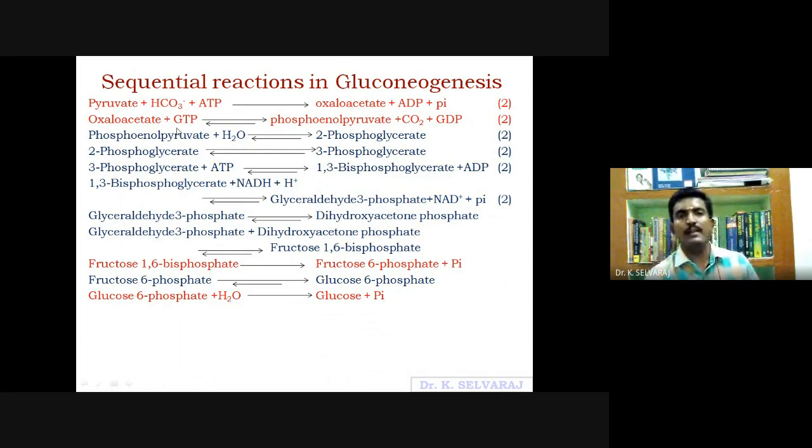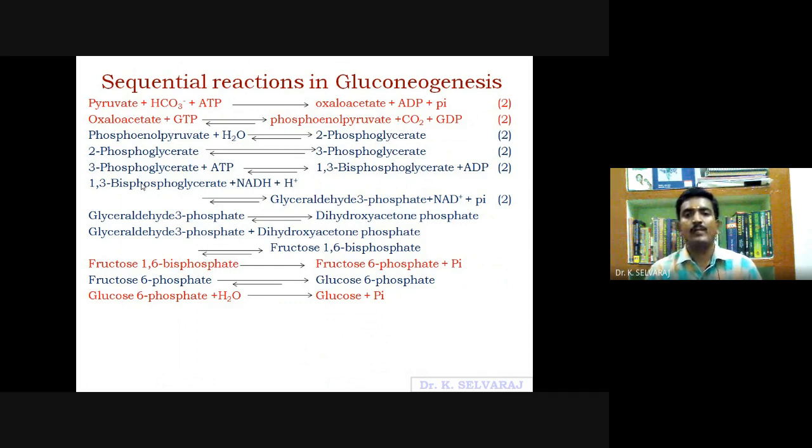this red color is mentioned. It's an irreversible process which occurs only in glycolysis. The reactions I mentioned in blue take place in both glycolysis and gluconeogenesis. Phosphoenolpyruvate is converted into 2-phosphoglycerate, 2-phosphoglycerate into 3-phosphoglycerate, 3-phosphoglycerate into 1,3-bisphosphoglycerate, and 1,3-bisphosphoglycerate into glyceraldehyde 3-phosphate. These steps are the reversal of glycolysis in the same manner with the help of the same enzymes.